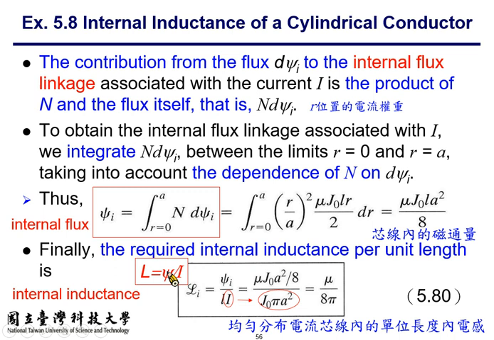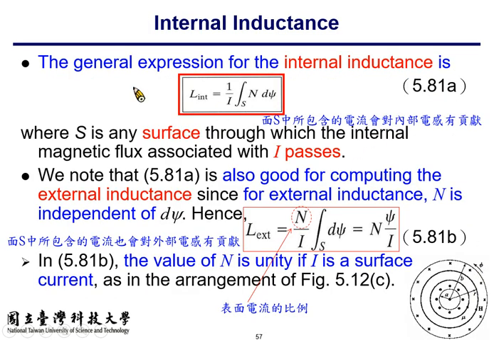So for this particular case, in the DC situation, the internal inductance for this current distribution is mu over 8 pi for homogeneously distributed current in this case. The general expression for the internal inductance will be this, okay? And here is the expression for external inductance, okay?